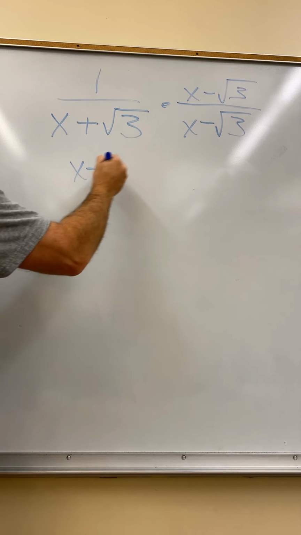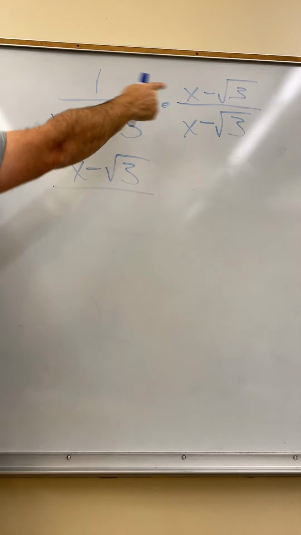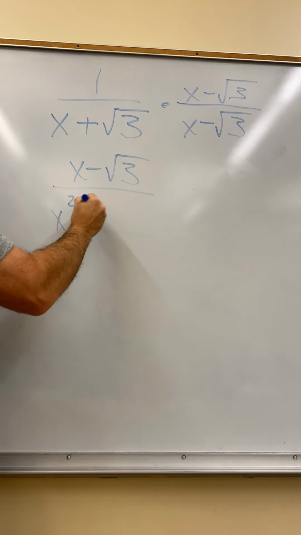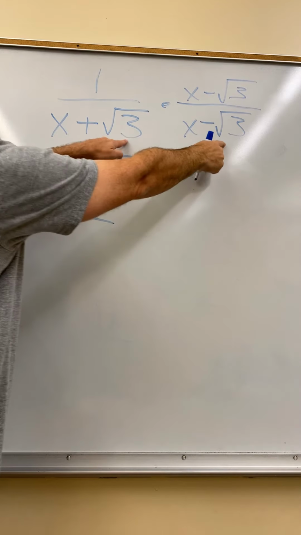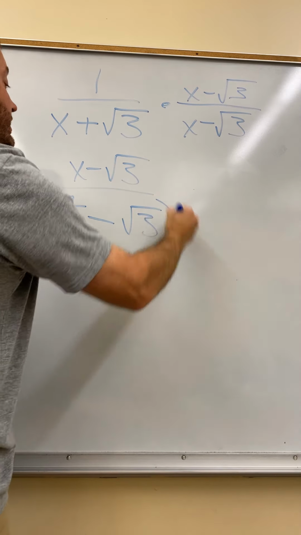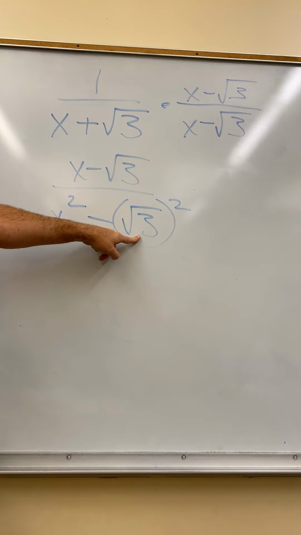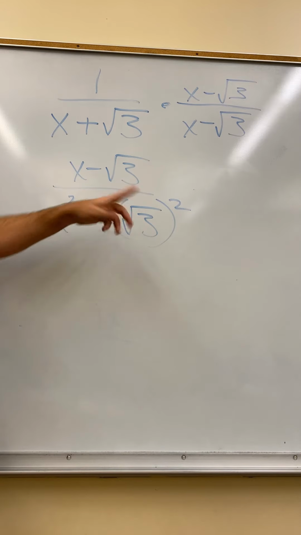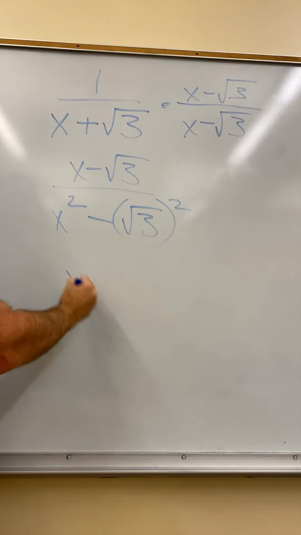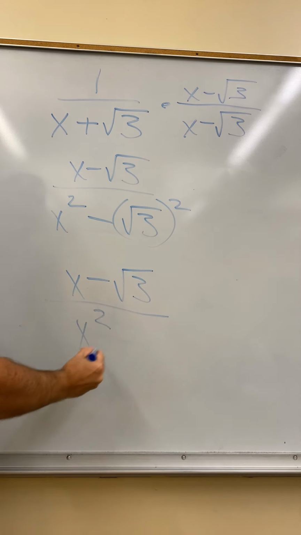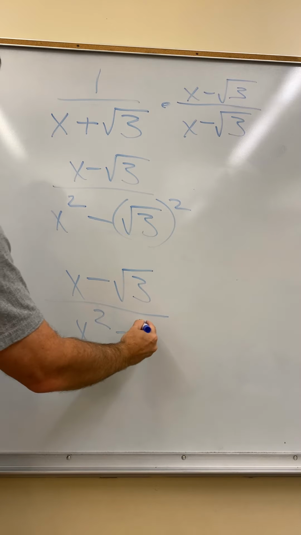So you get x minus square root of 3 on top, because you multiply that times 1. The bottom, you're going to have your x squared, a minus, and then square root of 3 squared. Well, so what is 3 times 3? It's 9, and the square root of 9 is 3. So I get x minus the square root of 3 over x squared minus 3.